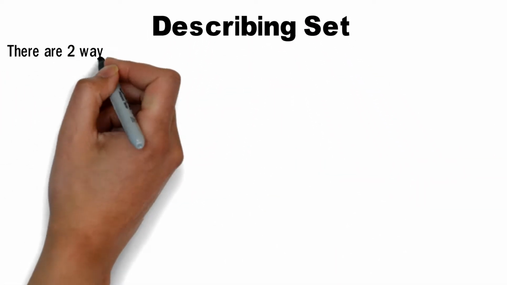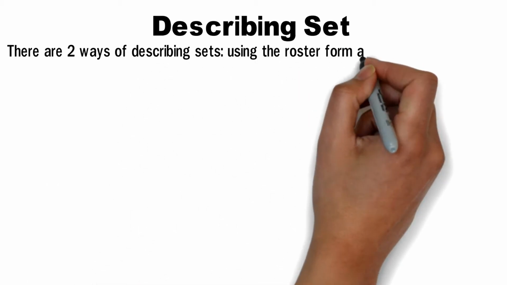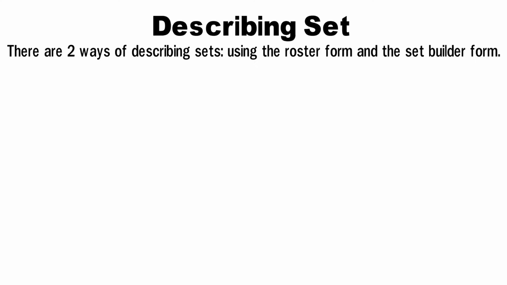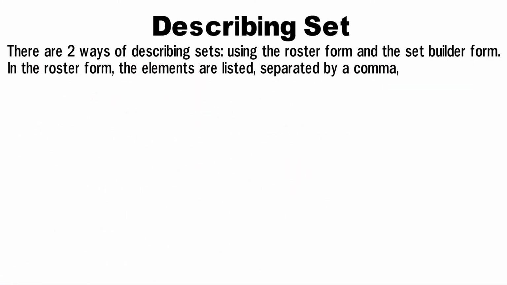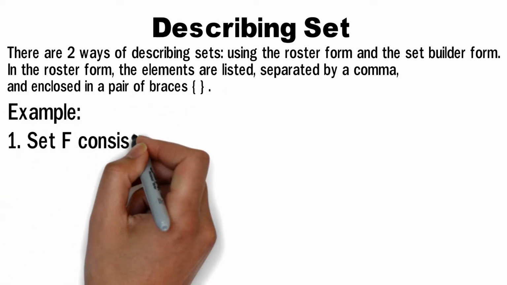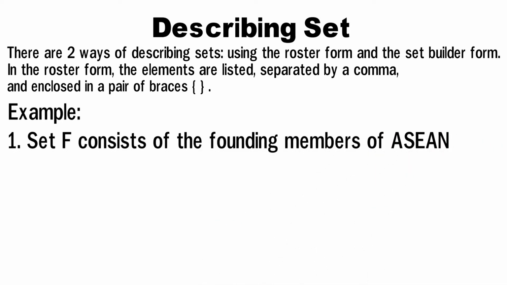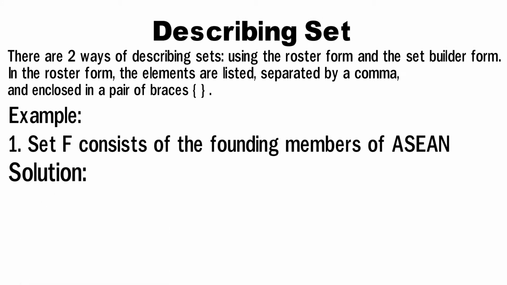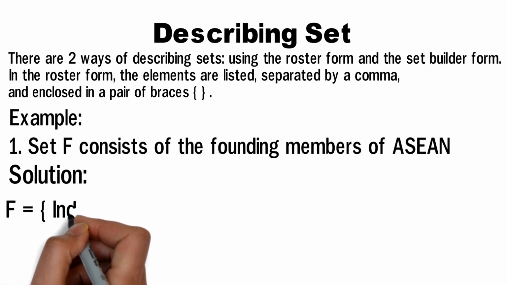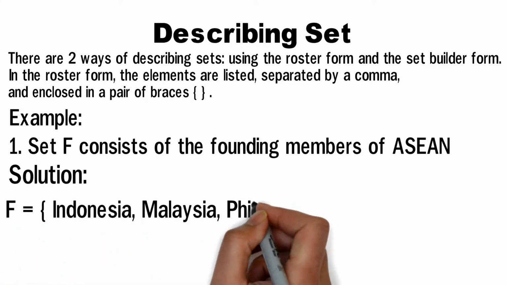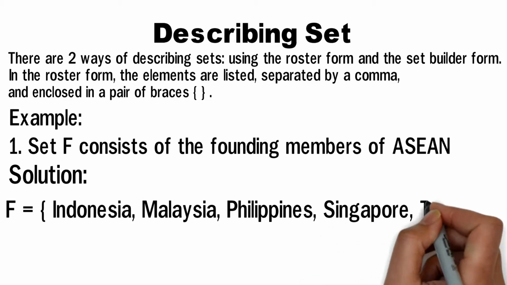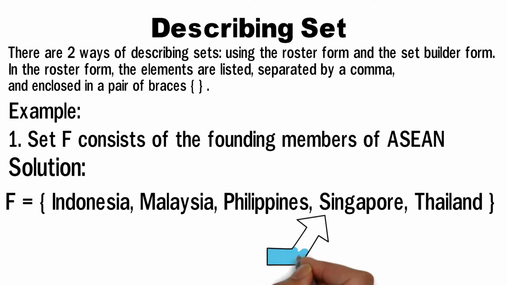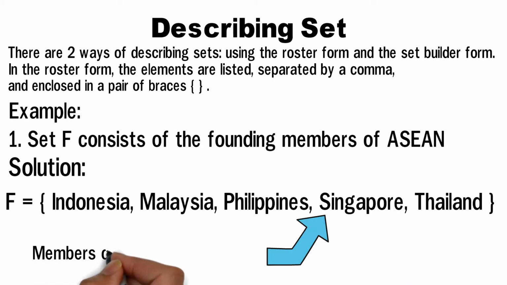Next naman ay describing sets. There are two ways of describing sets: using the roster form and the set builder form. In the roster form, the elements are listed separated by a comma and enclosed in a pair of braces. Examples: Set F consists of the founding members of ASEAN. Solution: iisa-isahin natin ang mga members of ASEAN at ilalagay sa loob ng set F kaya magiging set F equals Indonesia, Malaysia, Philippines, Singapore, Thailand. Since pangalan ng mga bansa ang ating elements or members of set kaya capital letter ang umpisa.